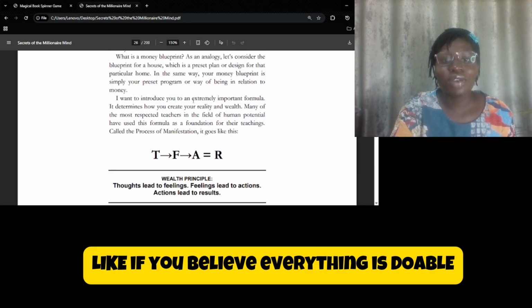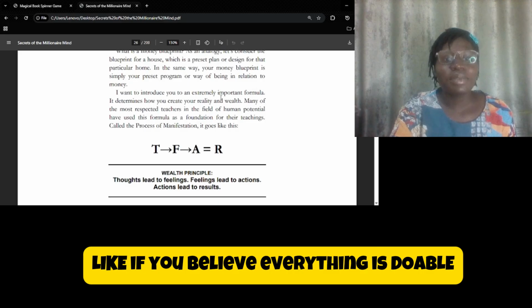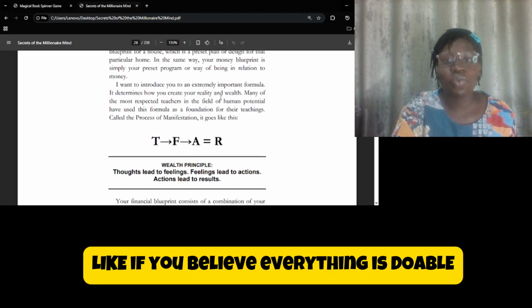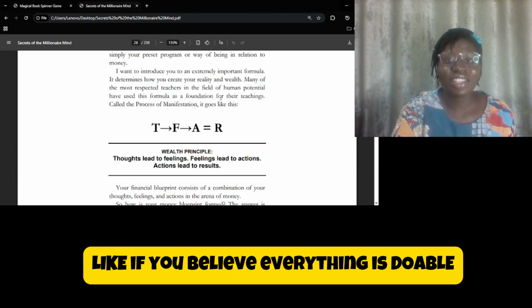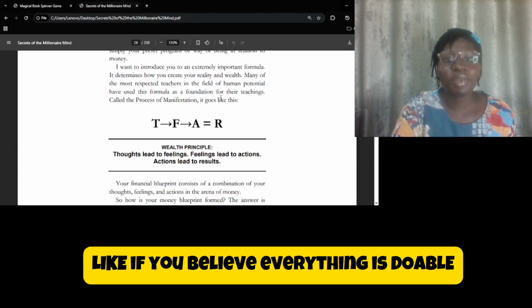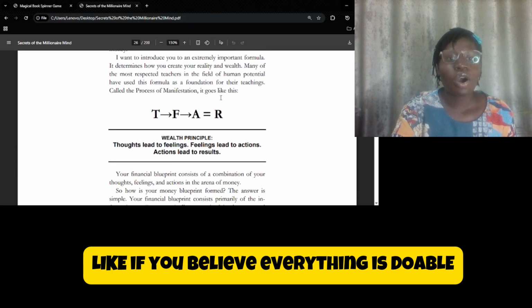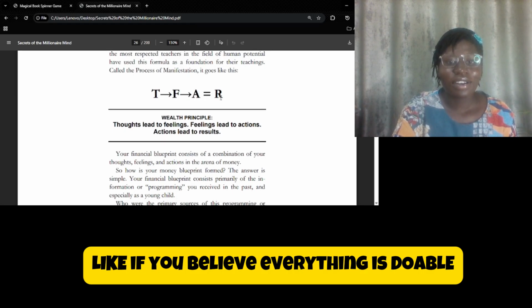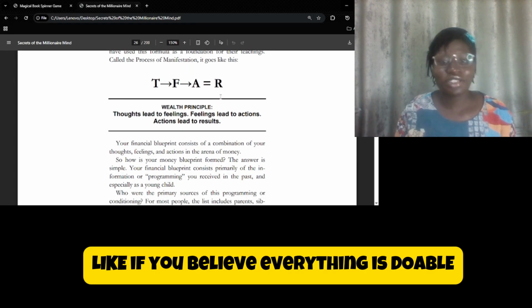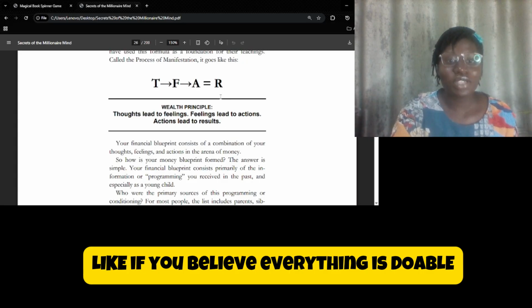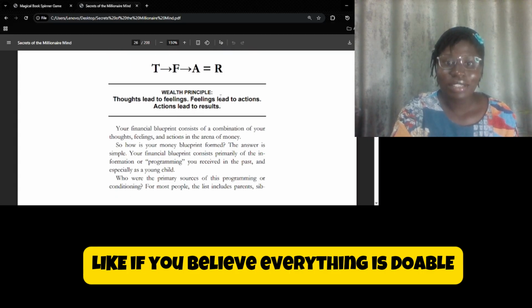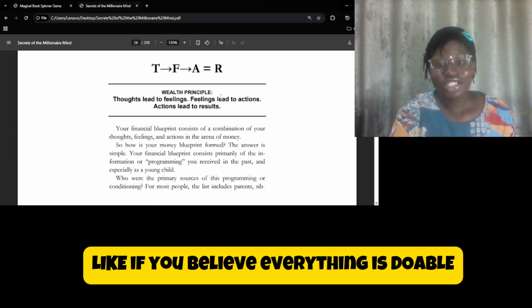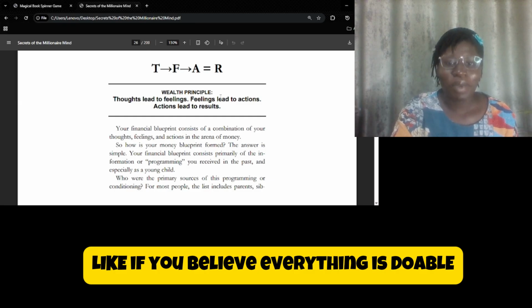I want to introduce you to an extremely important formula. It determines how you create your reality and wealth. Many of the most respected teachers in the field of human potential have used this formula as a foundation of their teachings, called the process of manifestation. It goes like this: T to F to A is equal to R. I don't know if those letters are what they mean. Let's continue reading. So we have here a wealth principle. Thoughts lead to feelings. Feelings lead to actions. Actions lead to results. I think I agree with this so much.